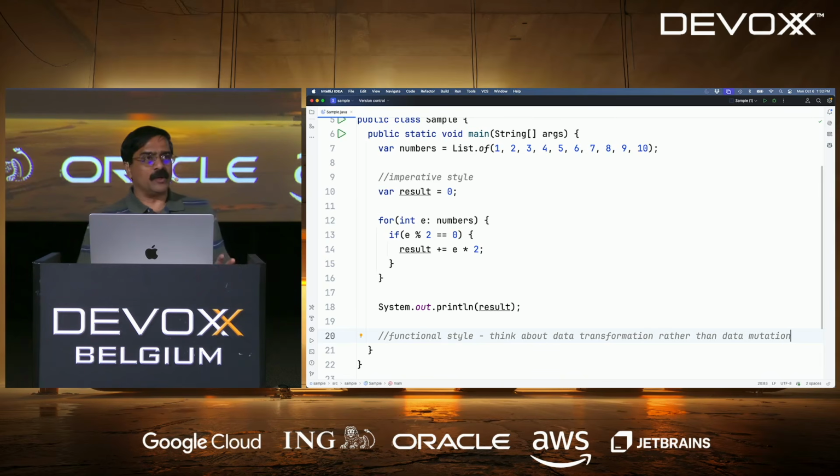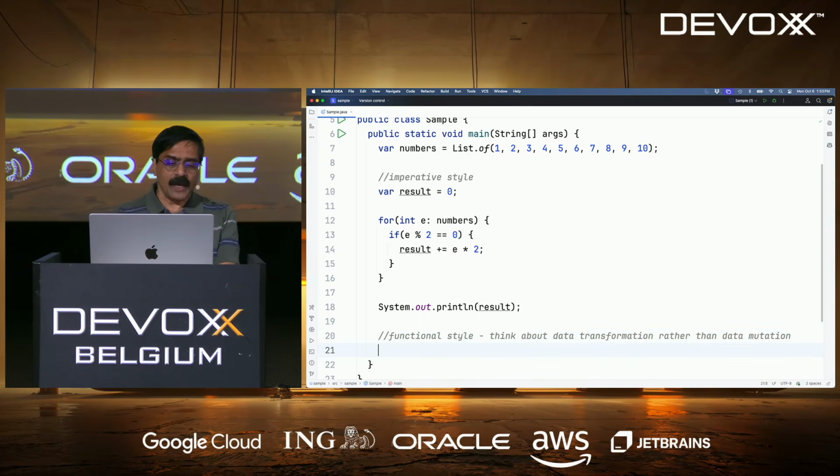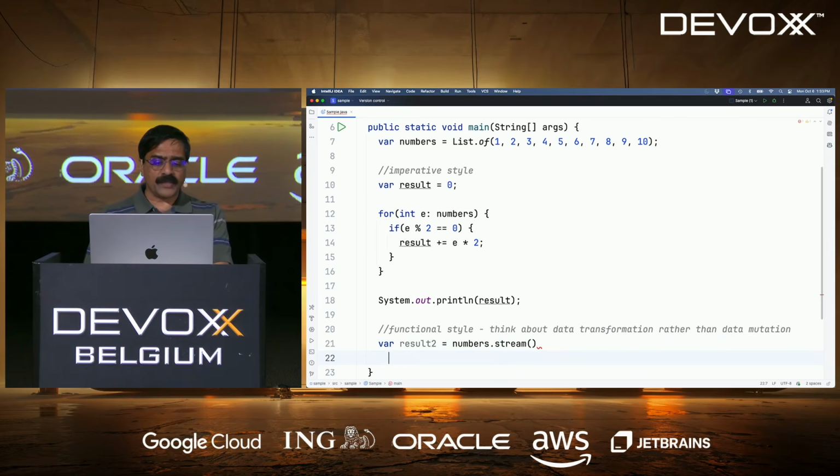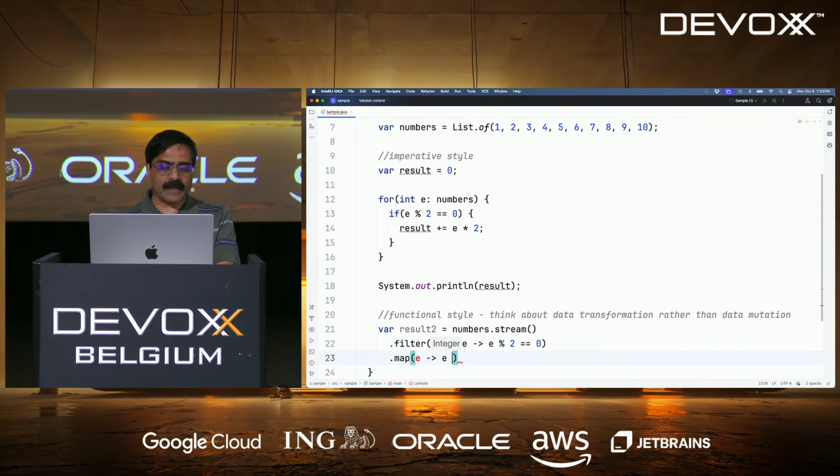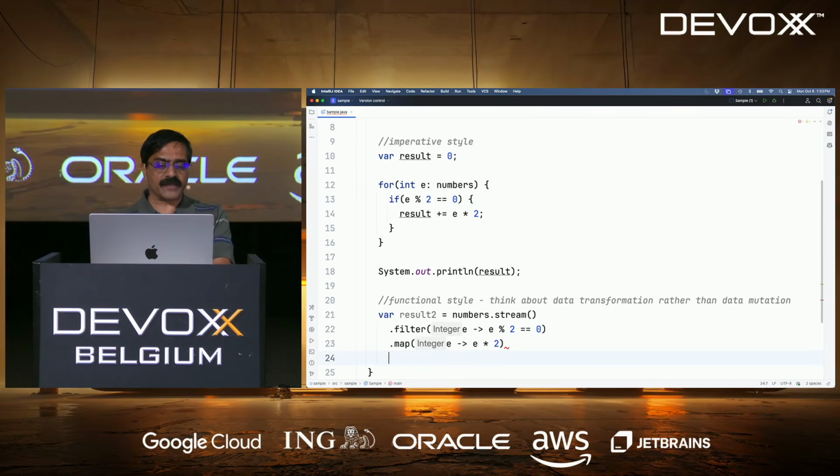There are times when you could take your solution and more easily convert to a functional style. There are times when you have to put in a lot more effort and get to the point where you're able to do it. So in this case, we could say result2 is equal to numbers.stream, and using a stream API, we could do a filter operation, and we can say if the element is an even number, then select it, otherwise go ahead and discard it. Then we could do a map operation where we could take the element and then double the value, as we can see. And then finally, we could say sum the operation.